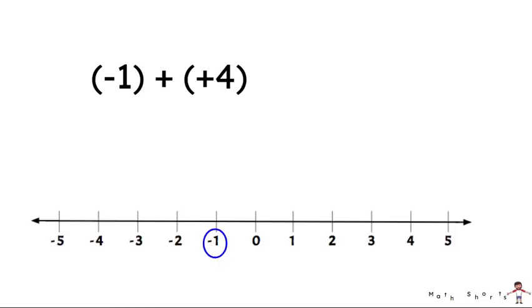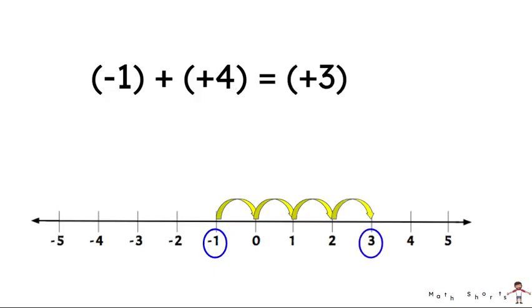But where do we move on the number line? We move in the direction of the second integer. Since our second integer is positive, we are going to move 4 spaces in the positive direction. After moving, we land on +3. So -1 add +4 equals +3.